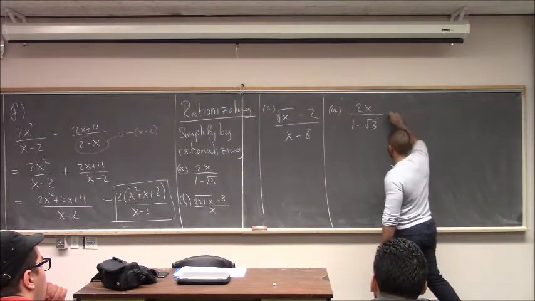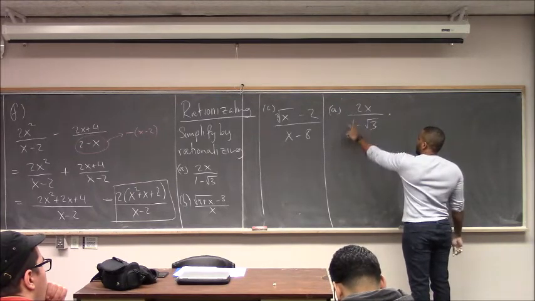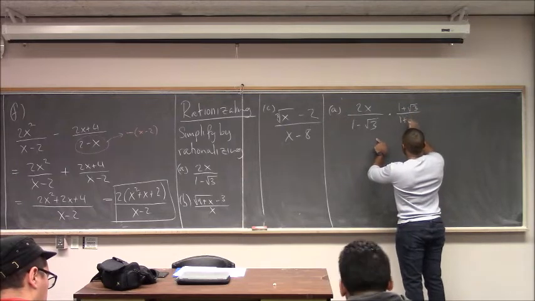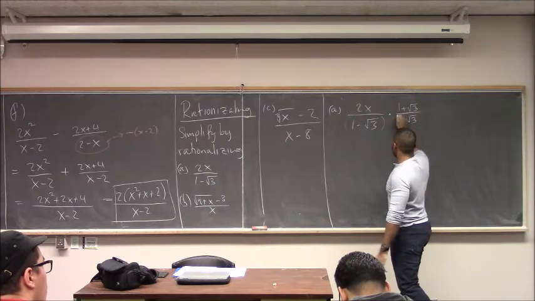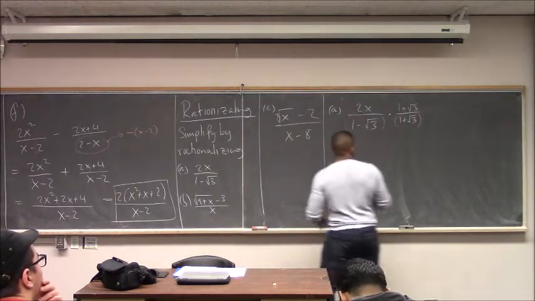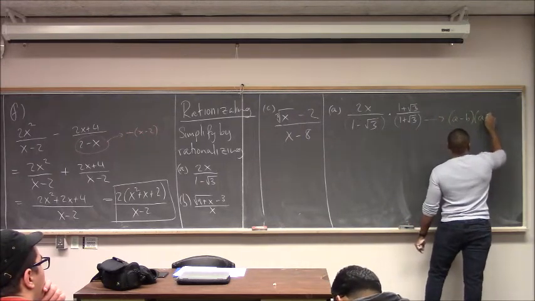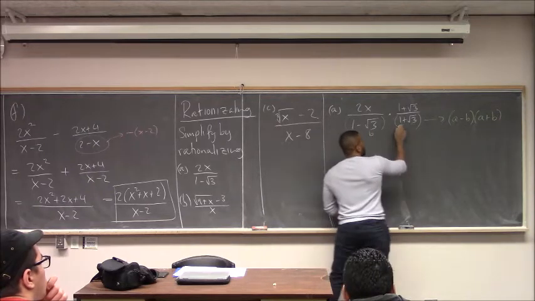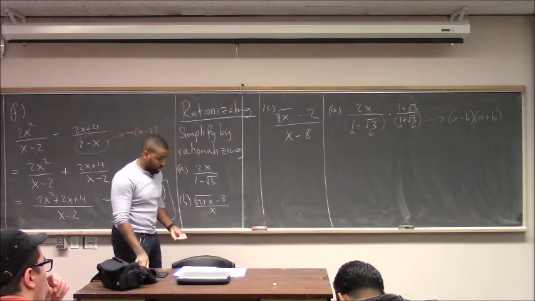Multiply and divide by the conjugate. So what's the conjugate? So 1 plus radical 3. So you have 1 plus radical 3 over 1 plus radical 3. And remember, the point of that is it makes the denominator look like the difference of squares. Now it looks like an a minus b times an a plus b. So that's why we multiply by that, that's why that's the conjugate.